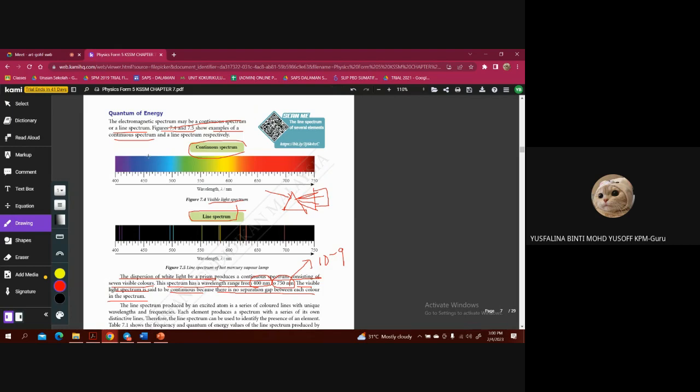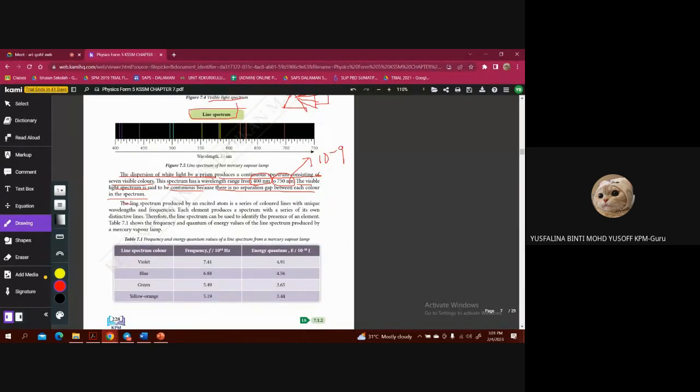Let's say this is blue, then there is a gap here, then this one starts to be green. No, there is no separation gap to distinguish every color. The light spectrum produced by an excited atom is a series of color lines with unique wavelength and frequency. But the line spectrum is produced by the excited atom.